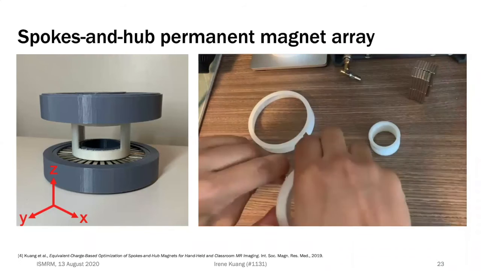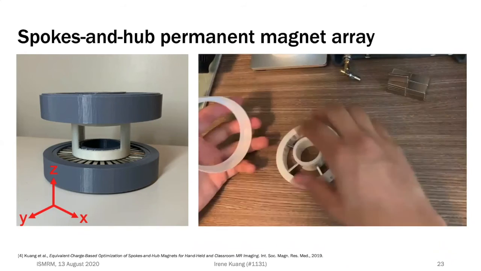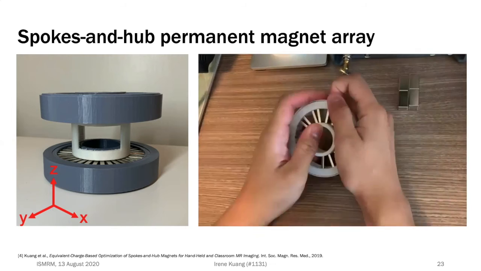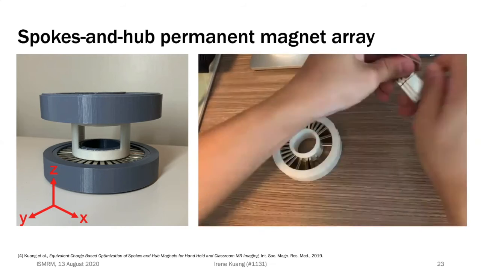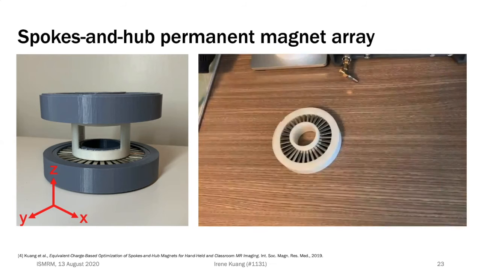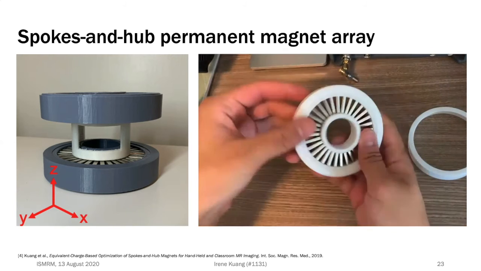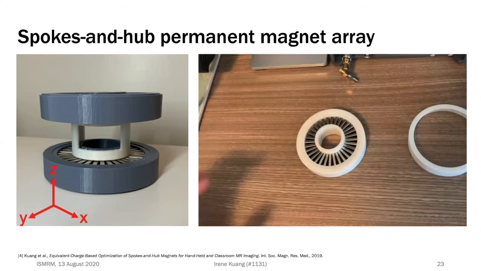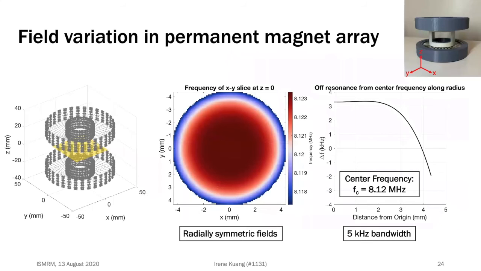As mentioned earlier, various permanent magnet array topologies for low field MR exist. To test the performance of our RF subsystem, we used the spokes and hub magnet topology as presented at ISMRM in 2019. These magnets were designed to be homogeneous on the order of hundreds of parts per million for an XY slice at the center of the magnet.